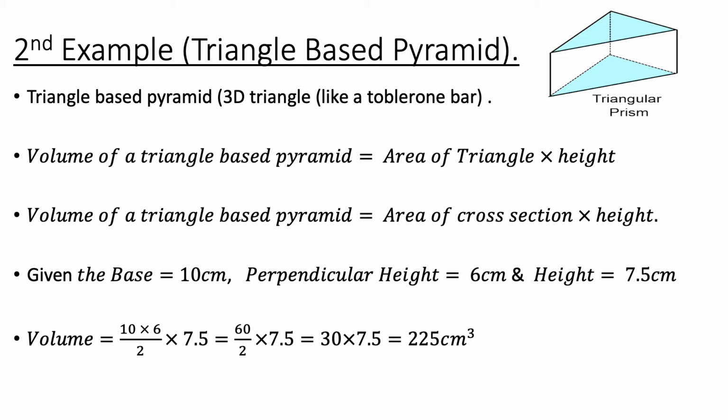The area of a triangle is base times height divided by 2. The volume is the area of the cross section times height, so make sure that you learn this, guys. Given that the base is 10, the perpendicular height is 6, and the slanted height is 7.5, work out the volume. It will be 10 times 6 divided by 2, times 7.5. So 60 divided by 2 is 30, times 7.5 is 225 centimeters cubed. Remember that your volume is always units cubed.